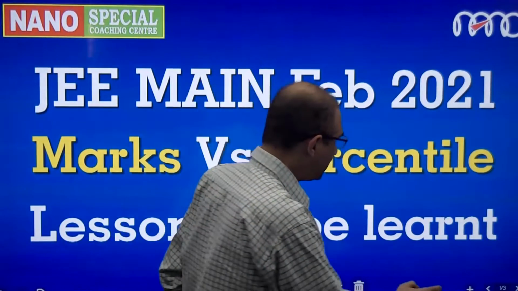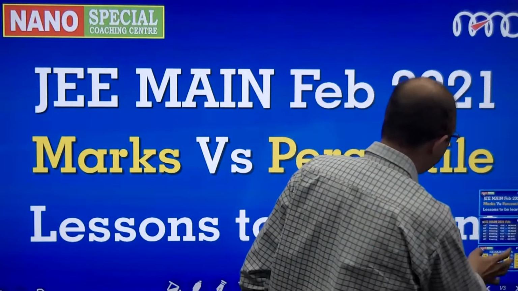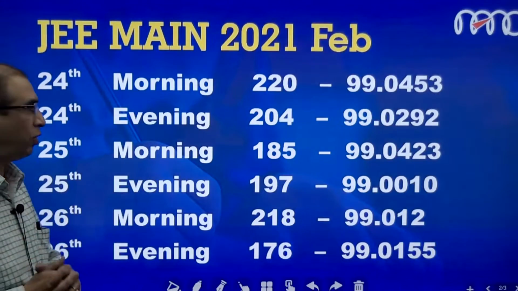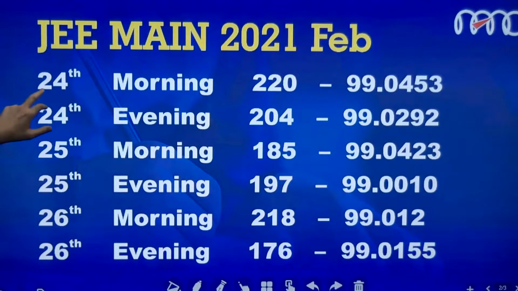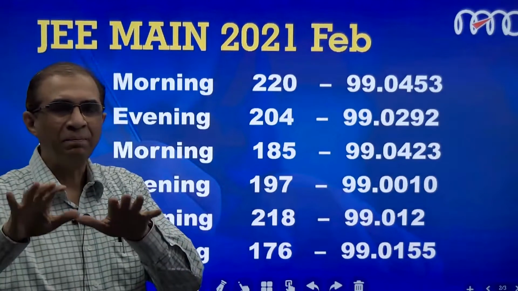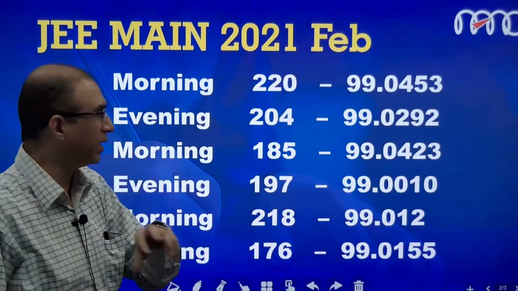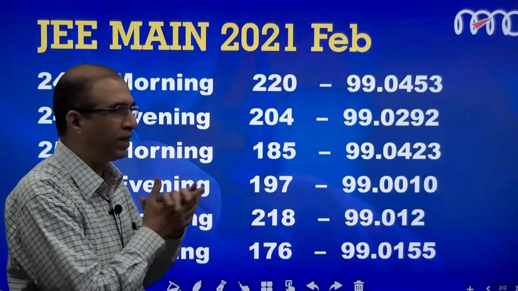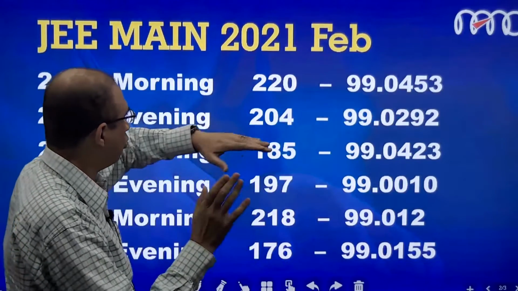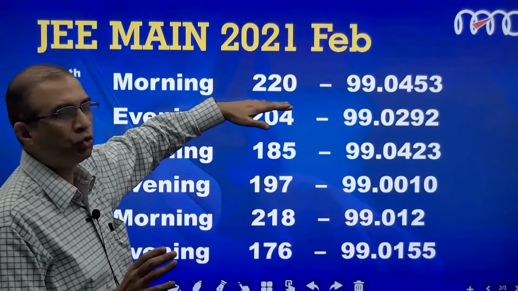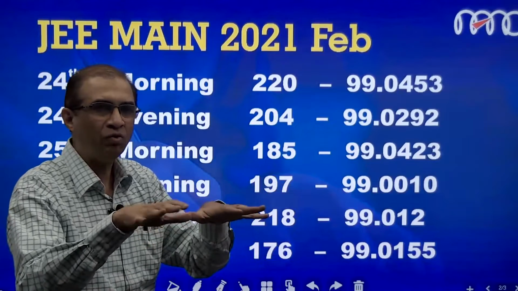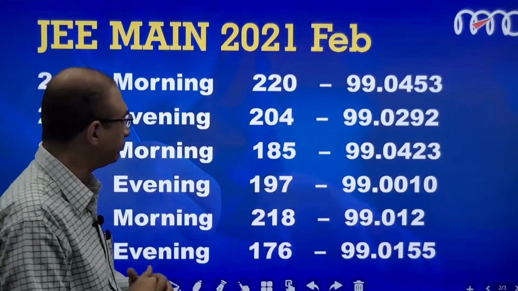So first, what is it that we've done in terms of this exercise? First, we collected some data points for each of the slots. For example, 24th morning, the least 99 percentile, for which we've got some authentic data: 99.0453. We know that it corresponded to something like around 220. So 99 percentile would have ended at around 220.